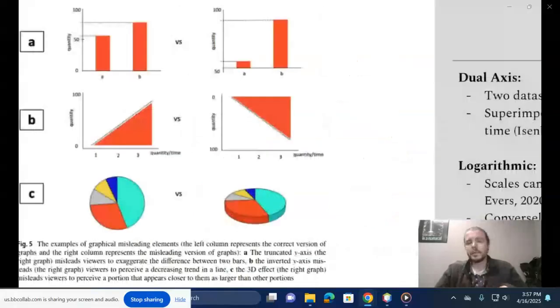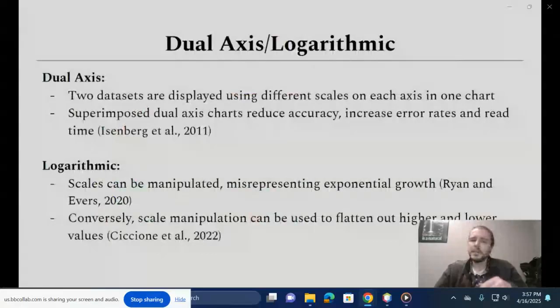Dual axes, these are a little less common. It's where you have two charts superimposed over each other with a different axis on the left and the right on the Y. They significantly reduce viewer accuracy, and increase error rates and read time, even if you are able to interpret all the information in it correctly.